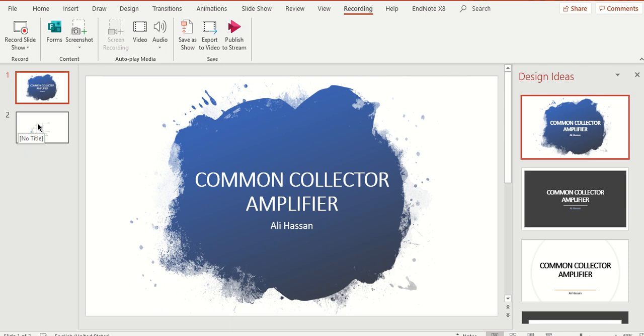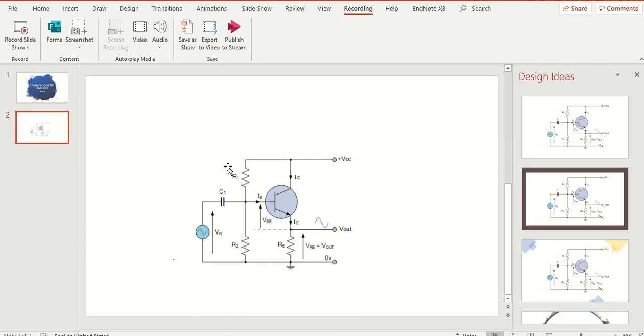Today we are going to cover common collector amplifier, and the circuit of which is shown here. So what you have is the input and output is taken across collector. So the collector is common in between input and output. So this is the basic circuit for the common collector amplifier. After you have done the DC biasing of your amplifier, you have your input that is taken here and the output is taken here.